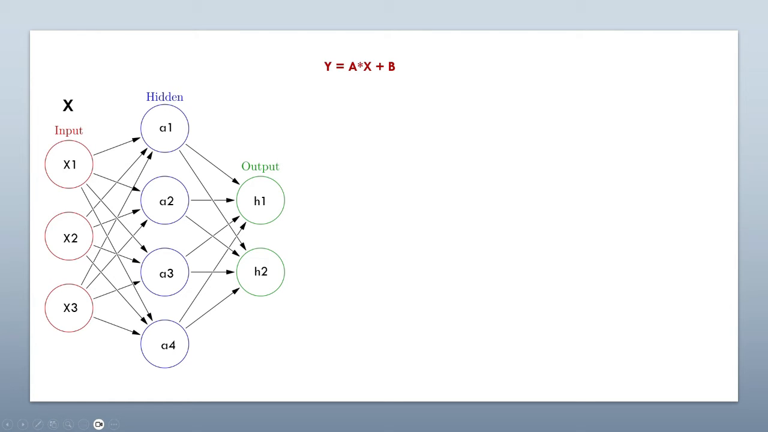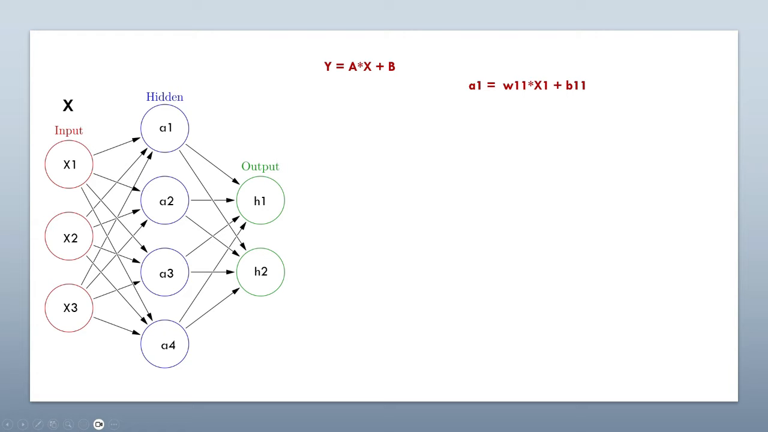First, let's imagine we have only one input, x1, and only one neuron in the hidden layer, that is A1. How does the connection between x1 and A1 work? This is the formula for that. We need to initiate a weight, W11, multiply it by x1, and add the bias term, B11. See, it's exactly the same as the linear equation.